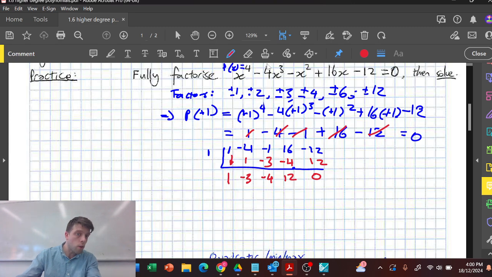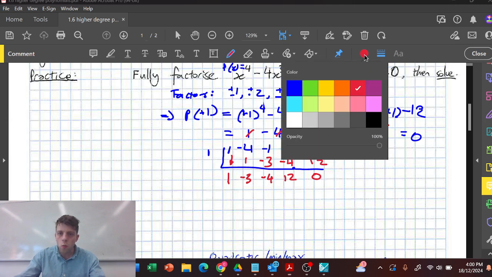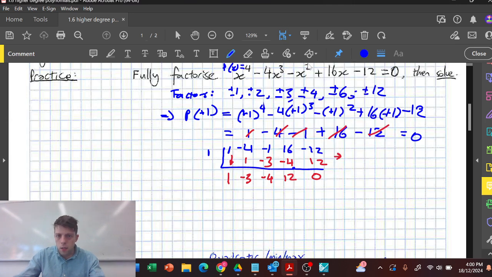If it's not equal to 0, we've made a mistake somewhere along the line. Okay, so what does this tell us? This tells us that we can factorize p such that p of x is going to be equal to, just write out these coefficients. Firstly, we take out the linear factor, so we have x minus 1 out the front, and then we have, since we went down from a quartic, a cubic: x to the power of 3 minus 3x squared minus 4x plus 12.